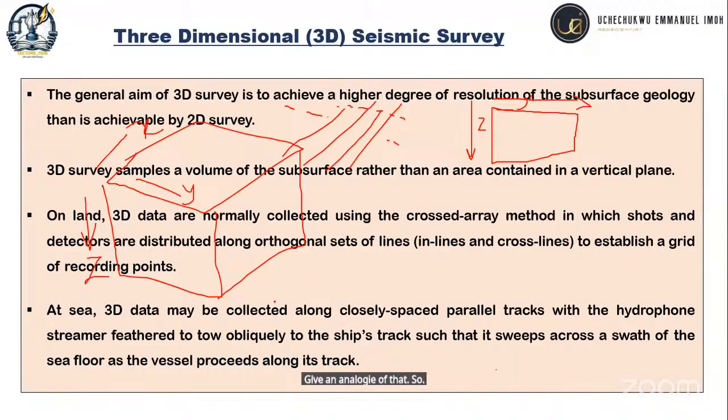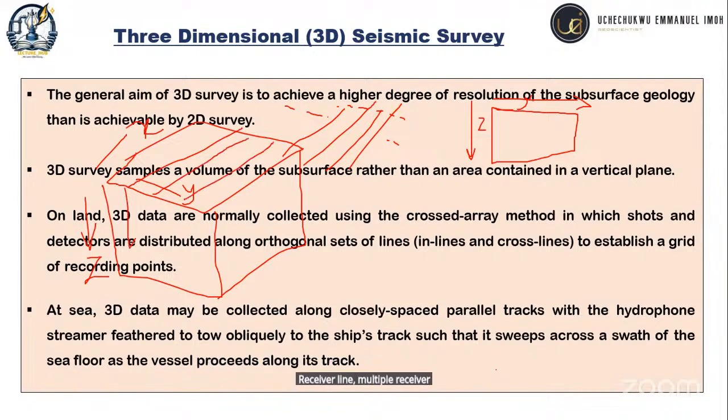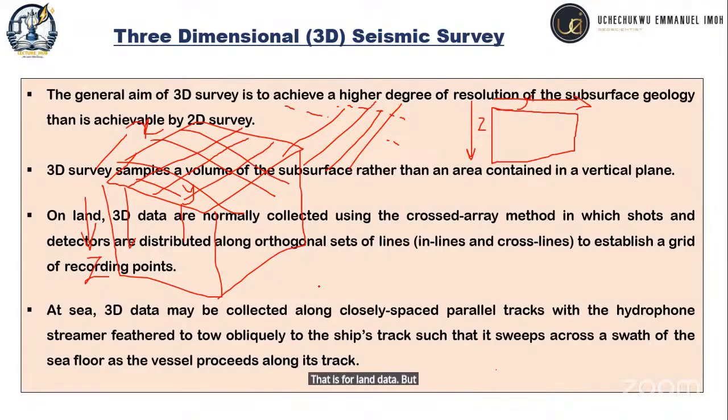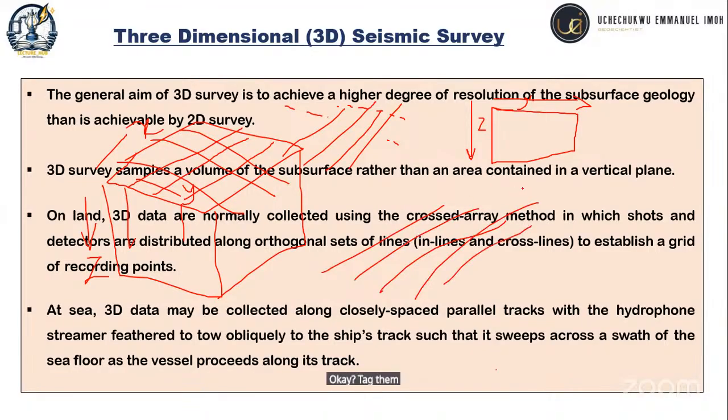So for your 3D, as we know already, you have multiple receiver lines, and then your cross lines crisscrossing the receiver lines, okay? That is for land data. But for the marine data, you just have the receiver lines, okay? Tagging behind a tugboat or an acquisition vessel. And the air gun is in front, between the tugboat and your receiver lines. So that is it basically for the 3D.